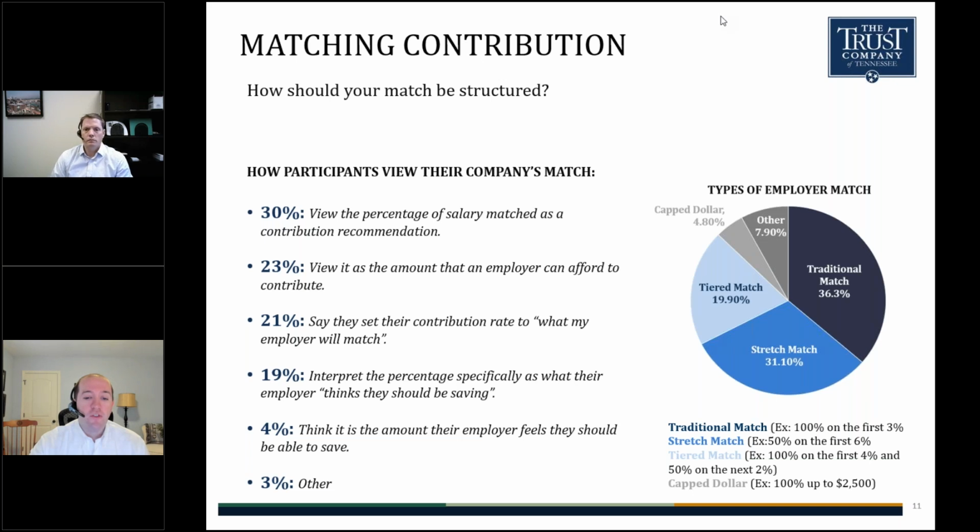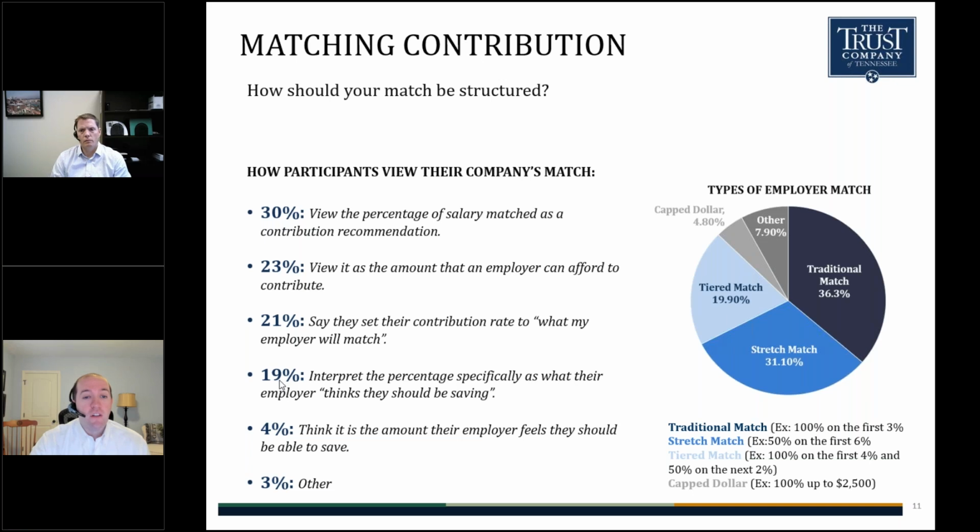21% say they'll set their contribution rate to what my employer will match. And I think this next one is pretty interesting. 19% interpret the percentage specifically as what their employer thinks they should be saving. So if you really want to make sure that your employees are on the right path towards retirement, you can set your match at a place to get them to that place from the get-go. So if you think of 50% of 6, the employee's putting in 6, you're putting in 3, they're saving 9%. They're already pretty close to that 10% many experts recommend.